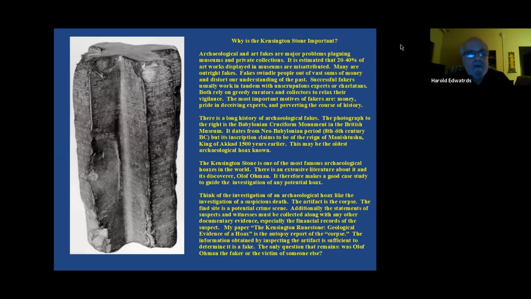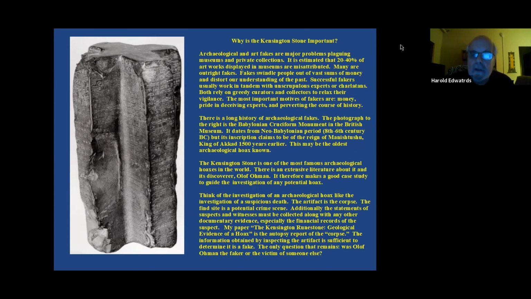The Kensington Stone is one of the world's most famous hoaxes, and there's a huge literature on it and on its discoverer, Olaf Ohman, and therefore it makes a good case study to guide anybody who's going to have to work on a potential hoax in the future. You should think of an archaeological hoax investigation like the investigation of a suspicious death. The artifact is the corpse. The find site is a potential crime scene, and you're going to have to collect statements from witnesses and experts in other fields and all sorts of documentation.